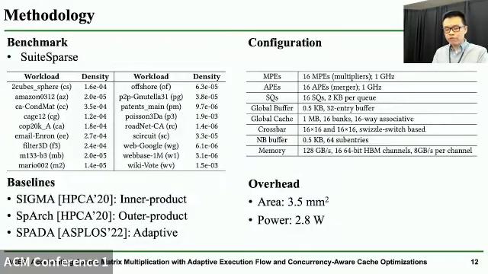We evaluate the performance of the ASIS using the SuiteSparse sparse matrix collection. We select three state-of-the-art SpMM accelerators, Sigma, SPARC, and Spada, for performance comparisons. ASIS is organized with 16 MPEs, 16 APEs, 1 MB global cache, and 0.5 KB NB buffer. The area overhead of ASIS is 3.5 square millimeters, and it requires a total of 2.8 watts of power.